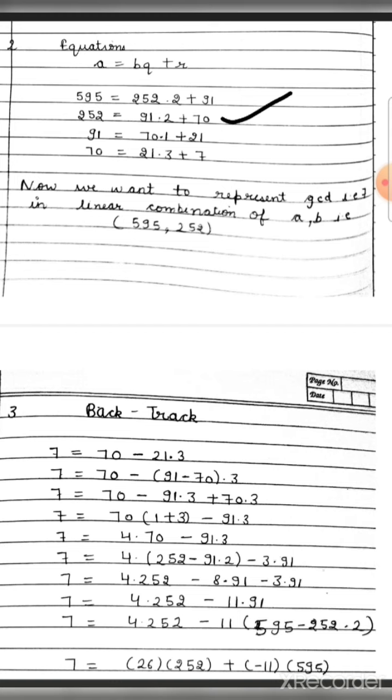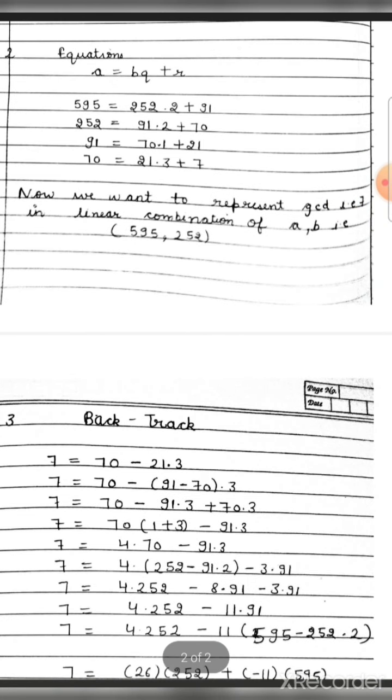Find the value of 70, that is 252 minus 91.2. Just put it here, and minus 91.3 will remain as it is. Now see, 91 minus 2 minus 3, but this 4 will multiply inside the bracket, it will become minus 8. So we will get minus 11.91.